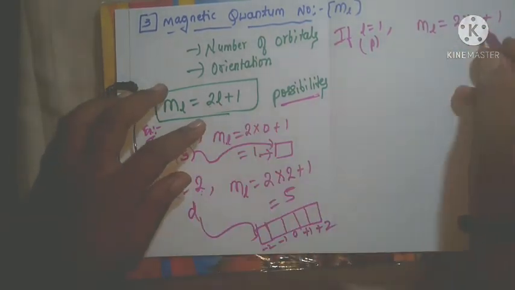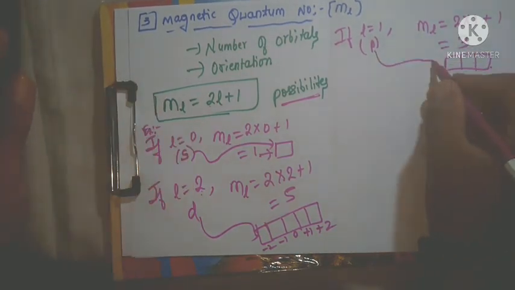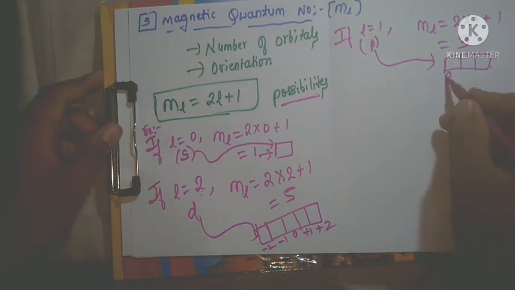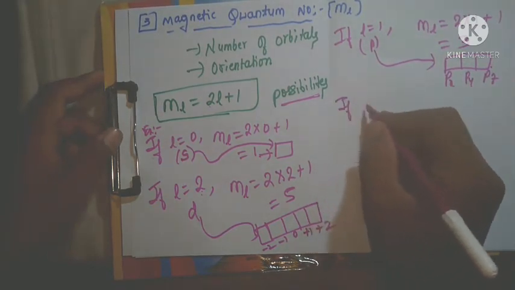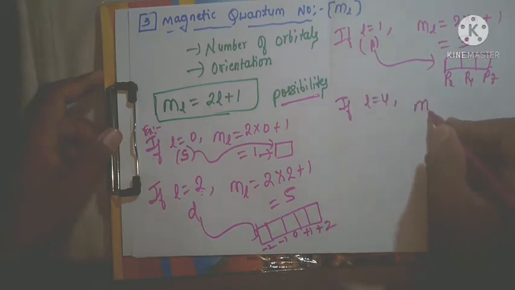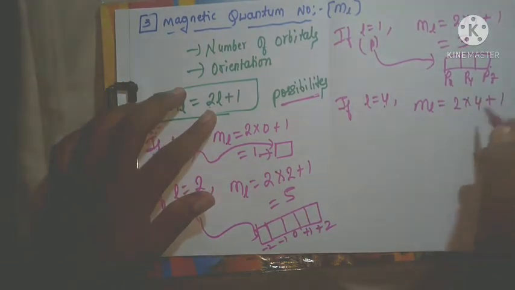In place of L I am writing 1. That is 3. 3 orbitals are possible. For P subshell, how many orbitals are possible? 3. What are those? Px, py, pz. If L is equal to 2, you only have to calculate how much it is. 2 into L value is 2 plus 1.